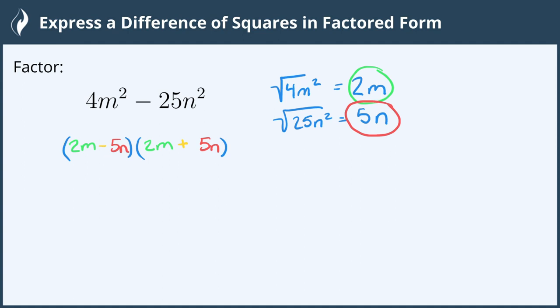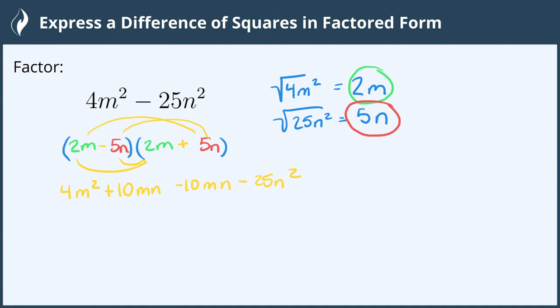And we can always check that by FOILing those together. So I would do the first times the first, which gives me 4m squared. The outside times the outside gives me positive 10mn. And the inside, which is subtract 10mn. And the last, which gives us minus 25n squared.